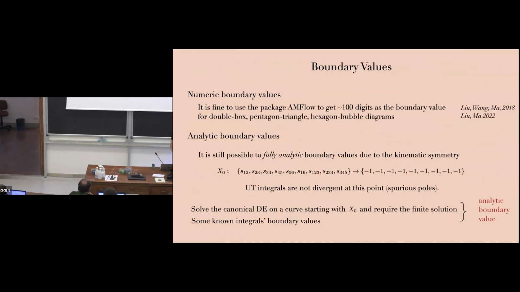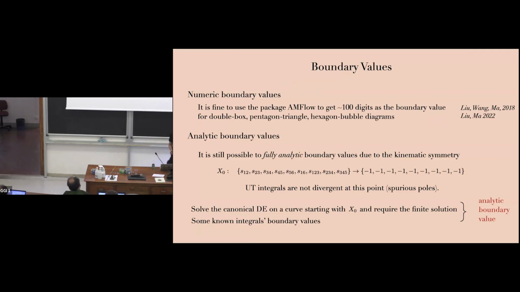Then the boundary value. Nowadays we can use AMFlow to find the boundary value. If you don't go to the pentagon box or pentagon diagram, AMFlow is still very good. You can get 100 digits for the boundary value. But for our family, since this one is very symmetric, we can find the boundary value analytically. So we pick up this very special point in the Euclidean region. Sorry, I list 9 variables, but actually we just use 8 variables. So one of the variables is dependent.